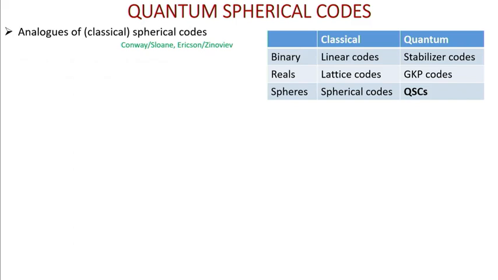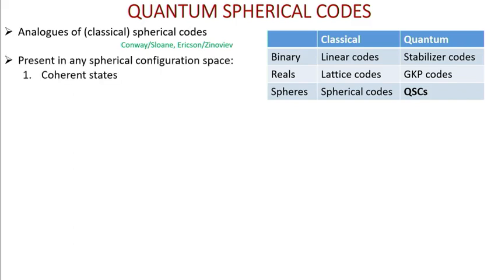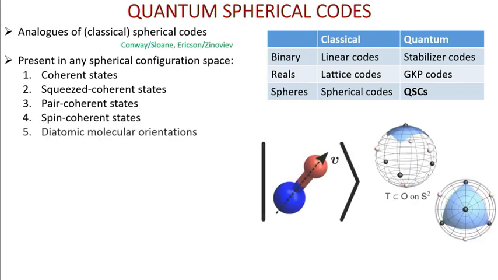Okay, so this type of framework is applicable to any spherical configuration space, as I said. This includes things like coherent states, I'll introduce those if you don't know them, and all sorts of other coherent states, and molecules. Those are the ones that I found.